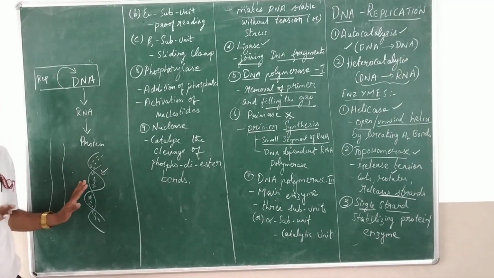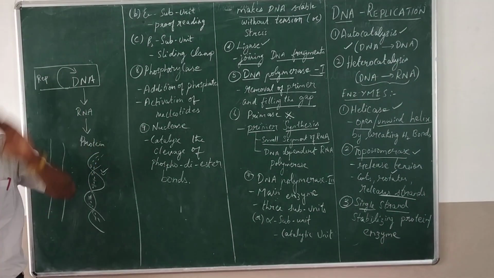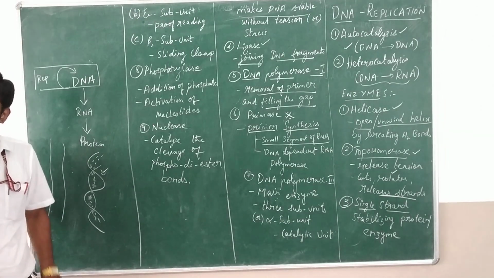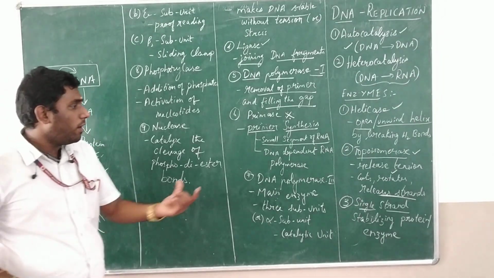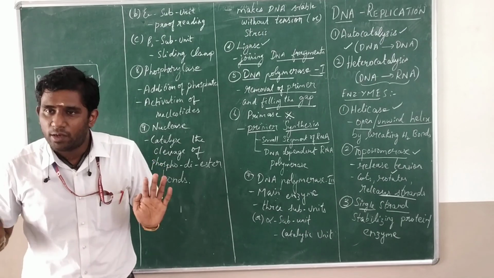But helicase is not decided by DNA. Topoisomerase is not decided by DNA. That is there already outside. It is going to come and act. But what kind of primer is going to be synthesized will be decided by the DNA, and DNA itself will produce it. That is why it is called DNA dependent RNA polymerase. Is it clear to you?